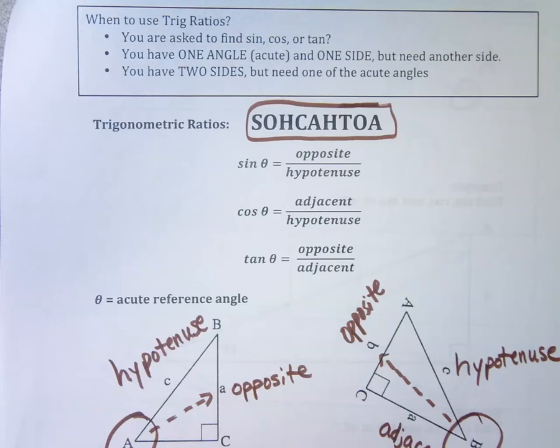Cosine is adjacent over hypotenuse. So that's what this means. Cosine is adjacent over hypotenuse. And then tangent is opposite over adjacent, so that's what this means. Tangent is opposite over adjacent. We talked about what's opposite, what's adjacent, what's the hypotenuse.